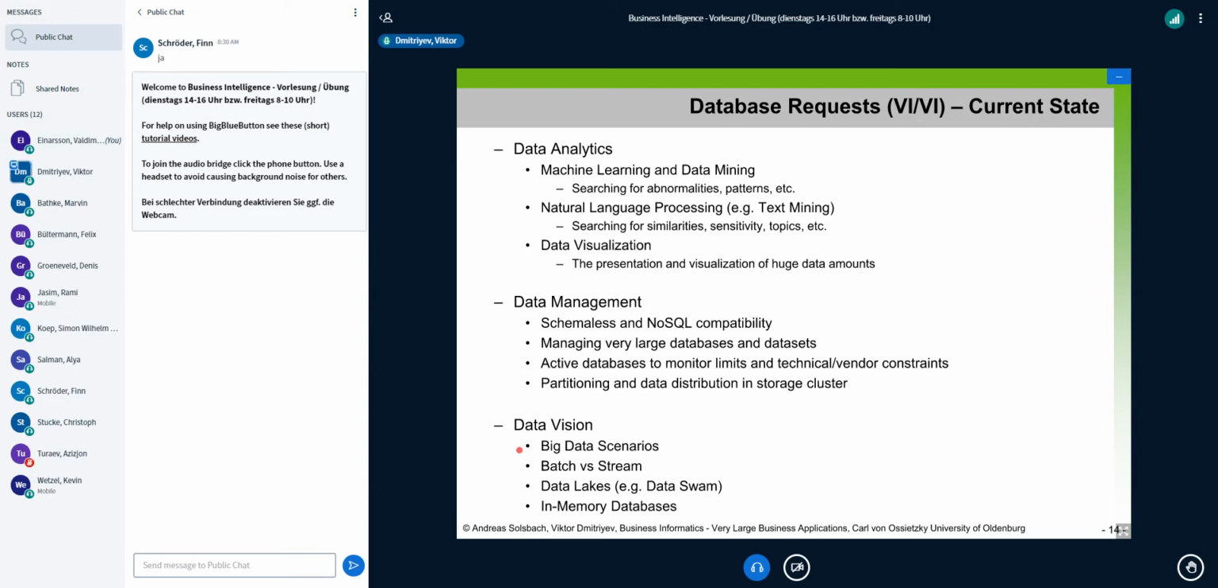and BI is one of the pillars that are benefiting from those stream processing pipelines. And there are also data lakes and in-memory databases.